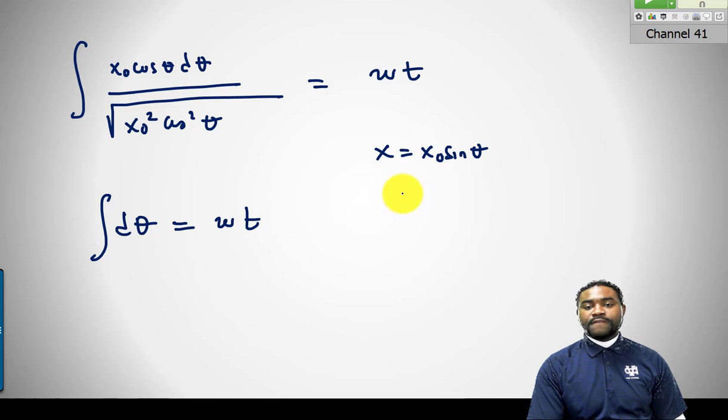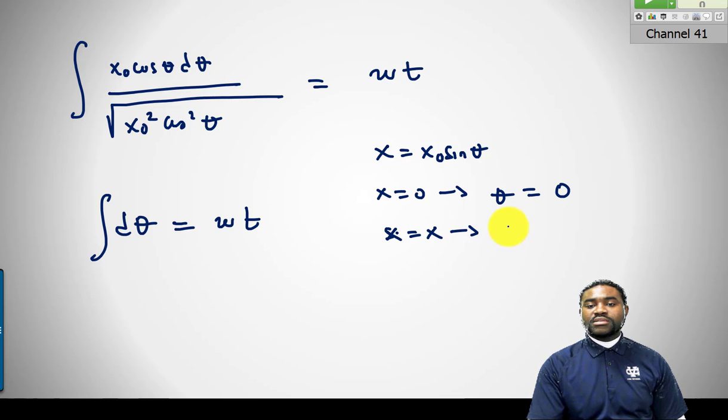So we can see that when x is equal to 0, theta is equal to what? 0. When x is equal to x, theta is just the sine inverse of x over x naught.